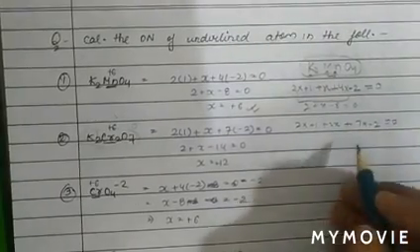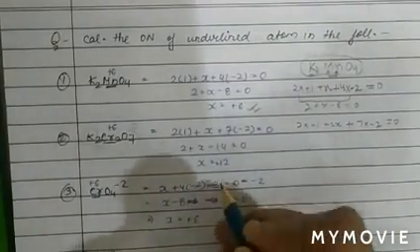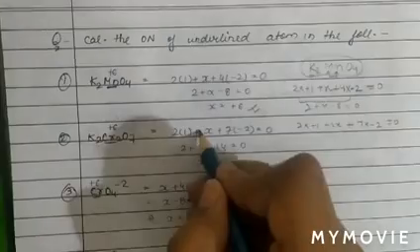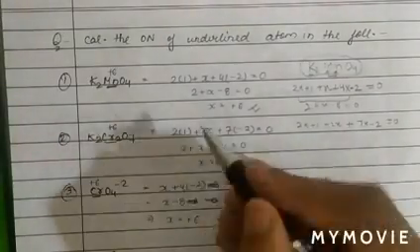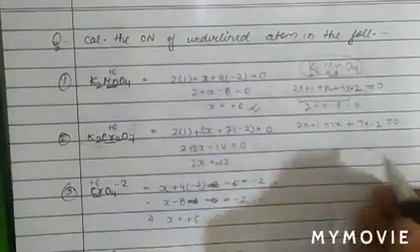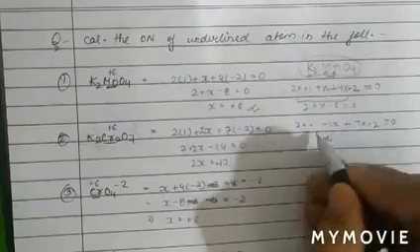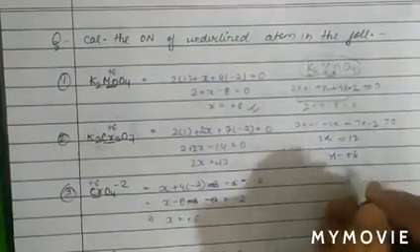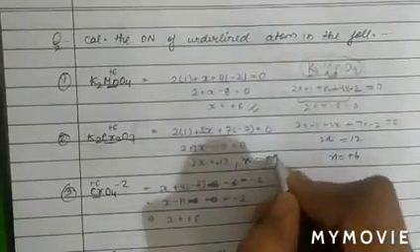On solving, we get 2x plus 2 minus 14 equal to 0, so 2x equals 12 and x equals 6. So the value of the oxidation number is +6.